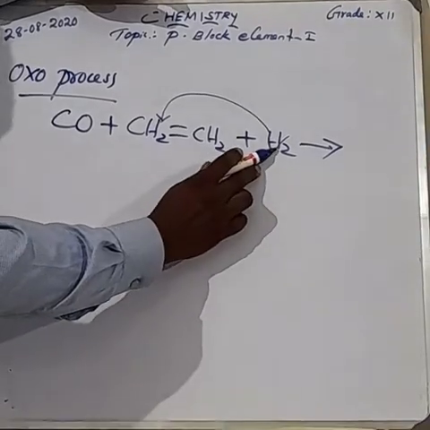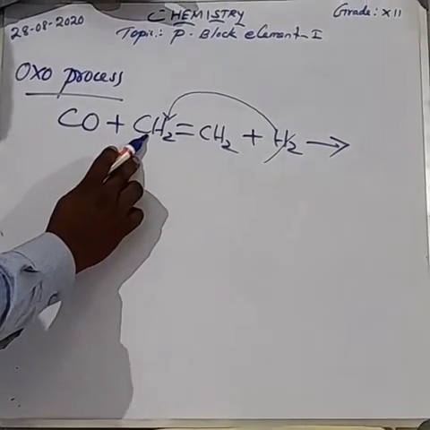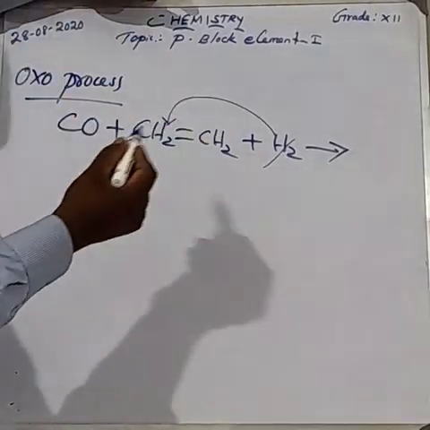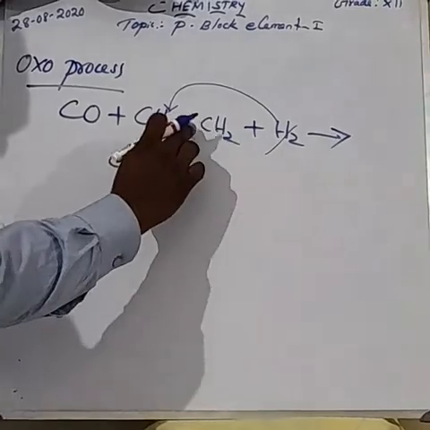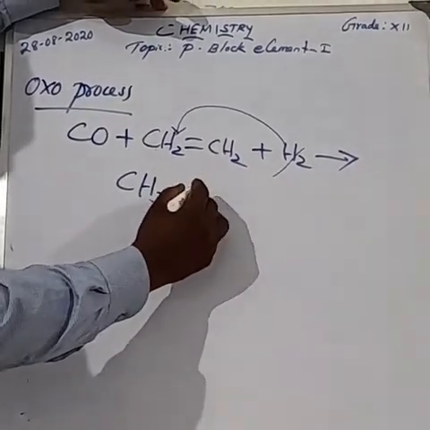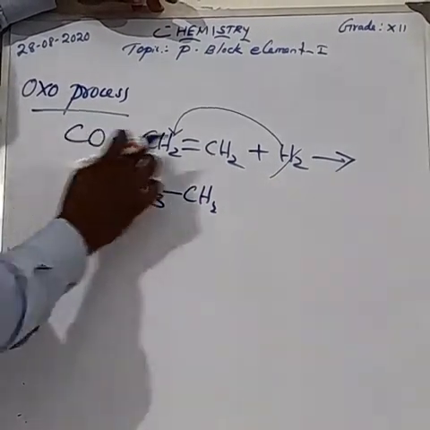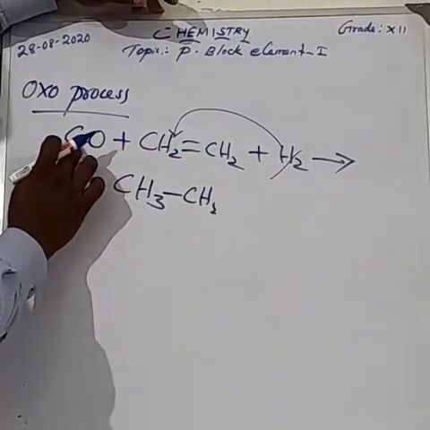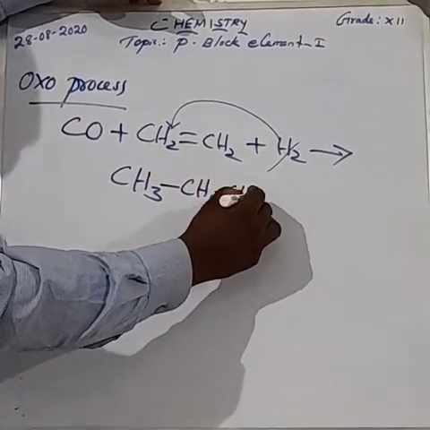Here 2 hydrogen are present. One of the hydrogens combines with the CH2 and it is converted to CH3, and the double bond is converted into a single bond. Next CH2, then CO. Here one more hydrogen is present, and it combines with CO to form CHO.